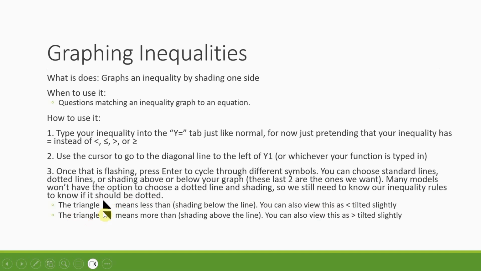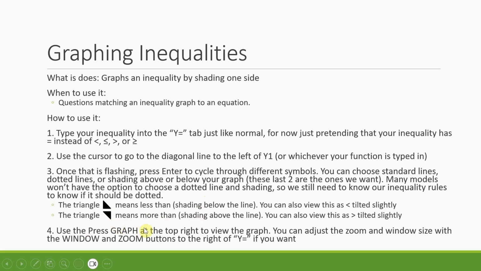Whereas this triangle looks like a greater than, that's just tilted left just the same, or counterclockwise. That means more than, which is shading above that diagonal line. So once you've pressed enter to get the correct triangle there, or the right symbol, then you'll press graph, and you'll view it. And it's just going to look like anything else, but it's going to shade one side according to what you chose.